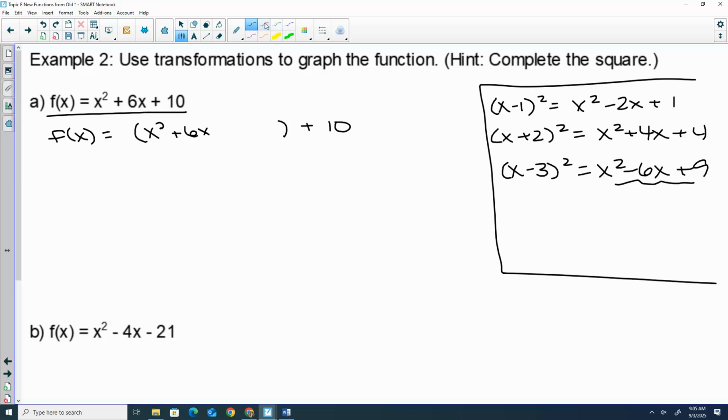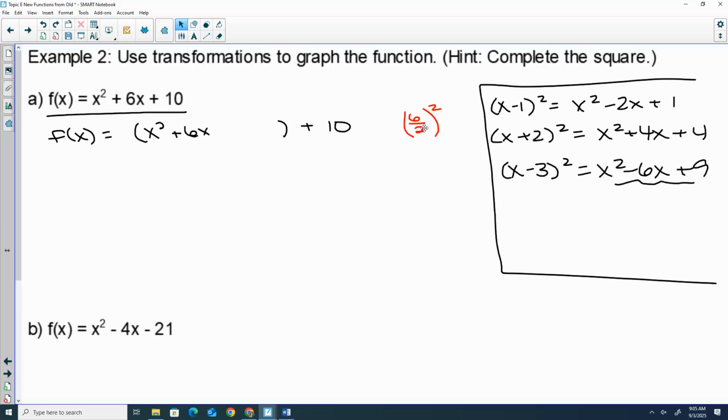So I am thinking my middle term is 6. I need half of that and square it. So 6 divided by 2 is 3, and squared would be 9. So what we do is we add 9 in here so that we create a perfect square.